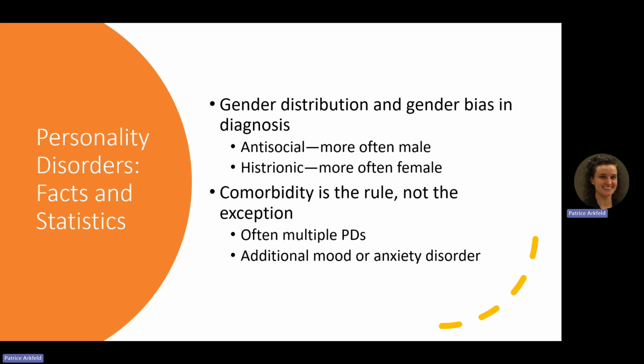And as I mentioned before, comorbidity in personality disorders is extremely high, so much so that we talk about comorbidity as the rule and not the exception with personality disorders. Oftentimes, folks will have two or more personality disorders, but they're also at higher risk for experiencing additional mood and anxiety disorders. Substance use disorders are also common depending on the diagnosis.